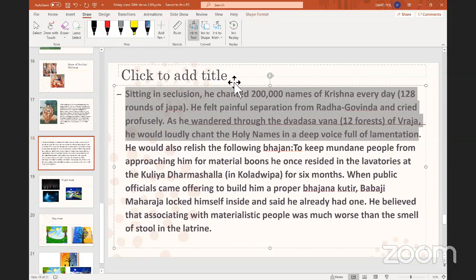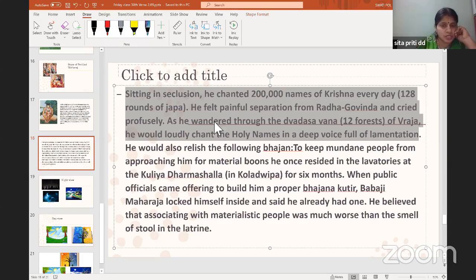Okay, so this was Babaji Maharaj's daily routine. He used to chant 128 rounds of japa. Those who are chanting your rounds might understand how long it takes for us to chant our japa, right? So if you are going to chant so many rounds, do you have time to look at anything else? No. You have no time for anything else. This way he was engaged in the service of the Lord.